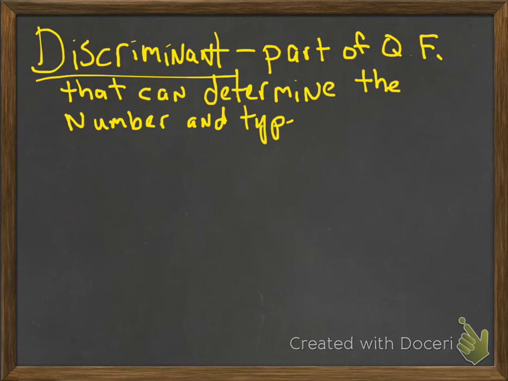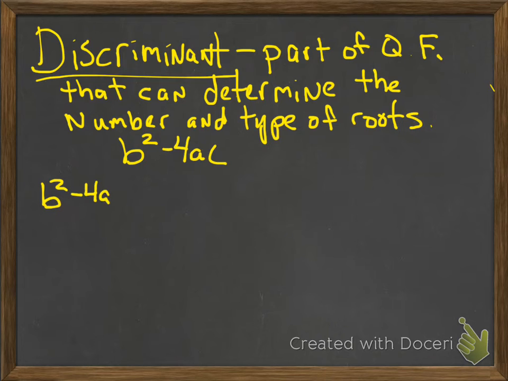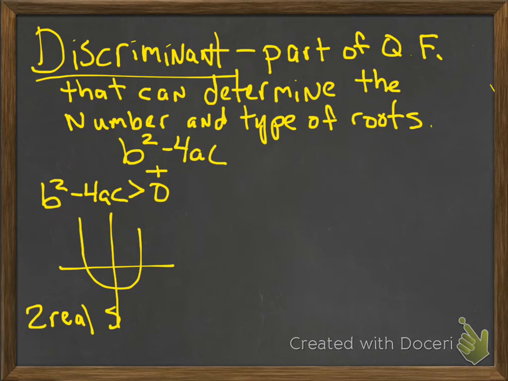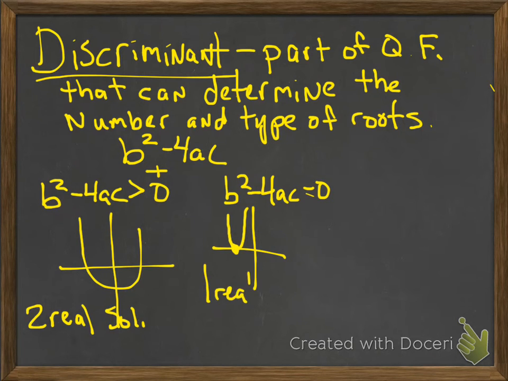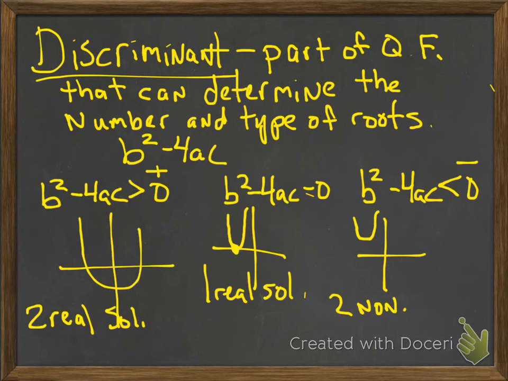So if you look at this, the b squared minus 4ac, when you do that part and you get a positive number, a number bigger than 0, that means your graph actually crosses the x-axis twice, and you would see that on your calculator. That means you have 2 real solutions. If it's equal to 0, then you'll have 1 real solution. And if it's less than 0, you have 2 non-real complex solutions.